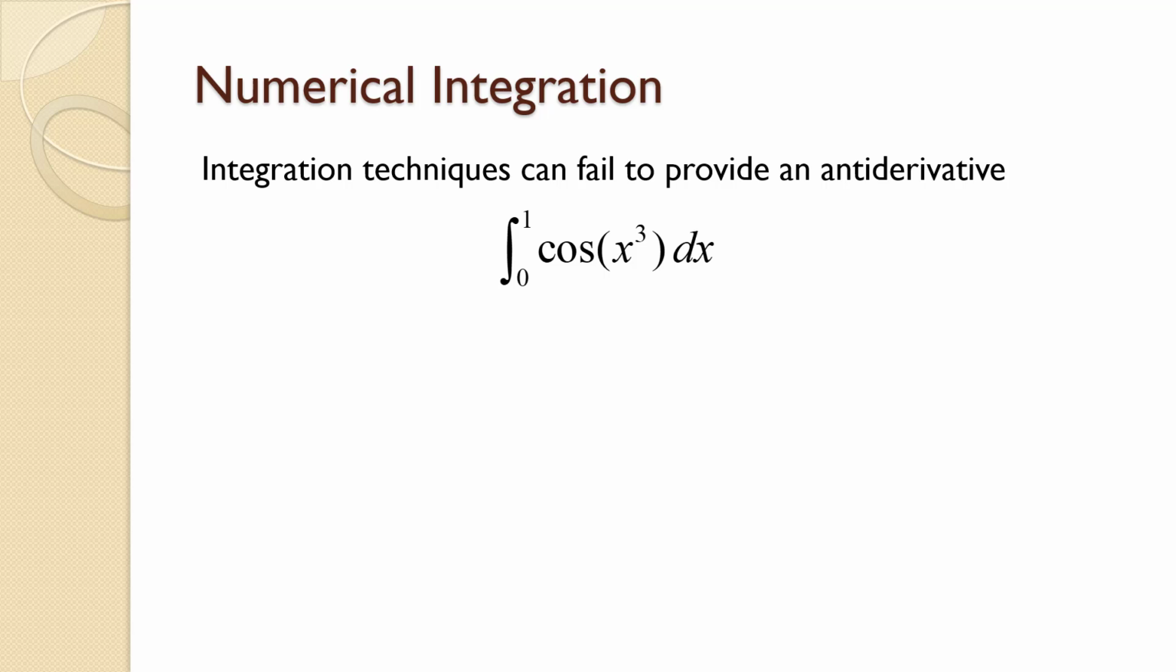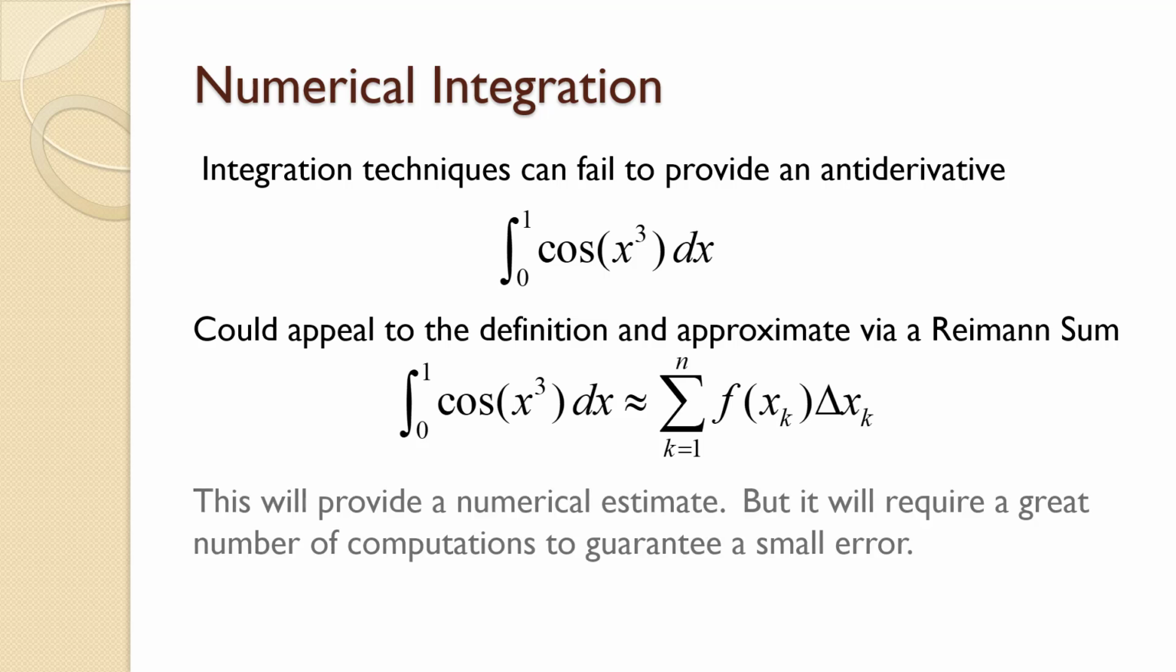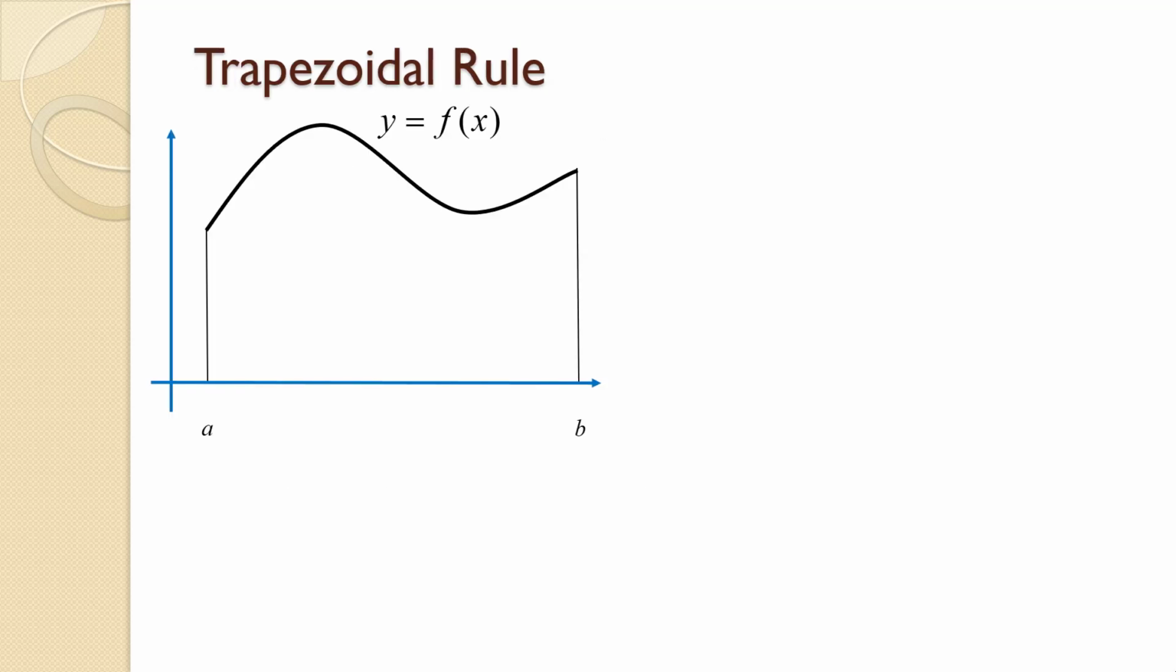Well, but for definite integrals, we could still appeal to the definition and approximate that definite integral by a Riemann sum. The thing is, though, that would still require quite a number of computations, and there might be a significant error at the end. So our goal is to find another way to numerically estimate our definite integrals, but try to keep the same number or so of computations. The first of these new methods is called the trapezoidal rule.